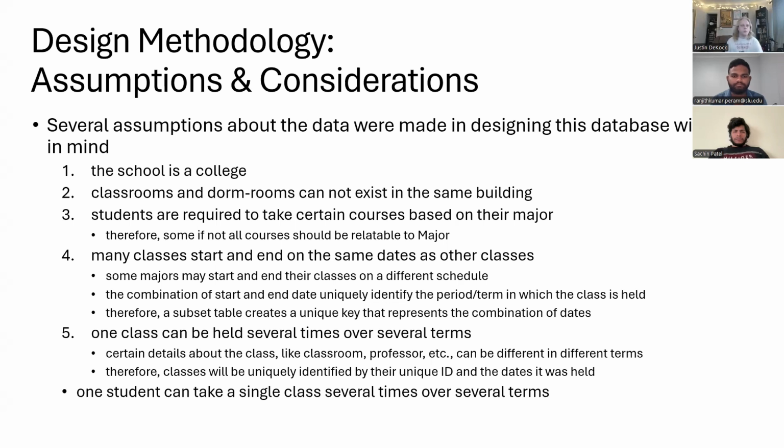The first assumption we made is that the school is a college. Next is that the classrooms and the dorm rooms cannot exist in the same building. Three is that students would be required to take certain courses based on the major that they are in, and therefore some courses need to be related to different majors in some way. Next, mini classes start and end on the same dates as other classes. So this would be like fall 1 and fall 2, spring 1, spring 2.